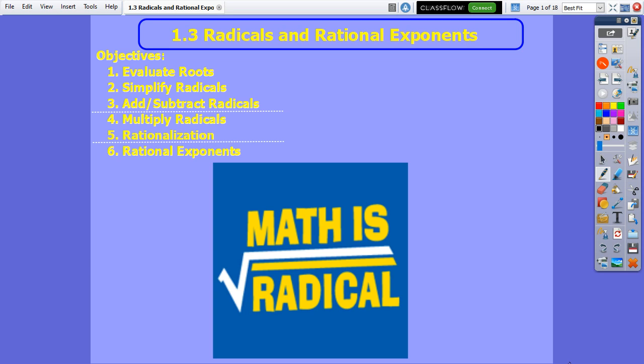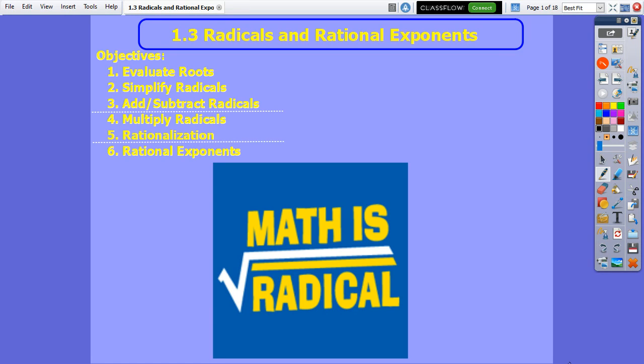Okay, we're going to be jumping into 1.3 radicals and rational exponents. I'm going to split this up into sort of three smaller videos. So if you look at 1, 2, and 3, the objectives there, we're going to look at radicals and evaluating roots, and then we'll get a little bit into some operations, addition, subtraction.